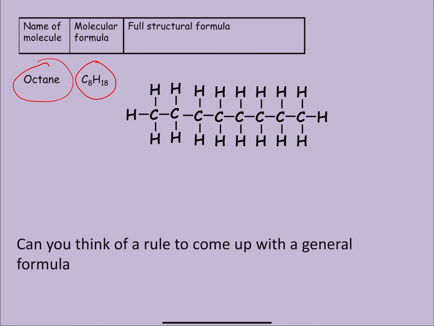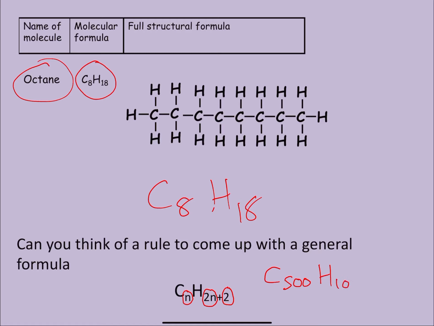And then finally, can you think up a rule? So if you have 8 carbons, how do we get to 18? So again, pause this video and have a think of the rule, what it might be. And the rule is CnH2n+2. So no matter how many carbons you have, all you need to do is times that number by 2 and then add 2 on. So for instance, if we had carbon 500, to work out how many hydrogens it has, you would need to times that number by 2 and then add 2 on. So that would be 1002.